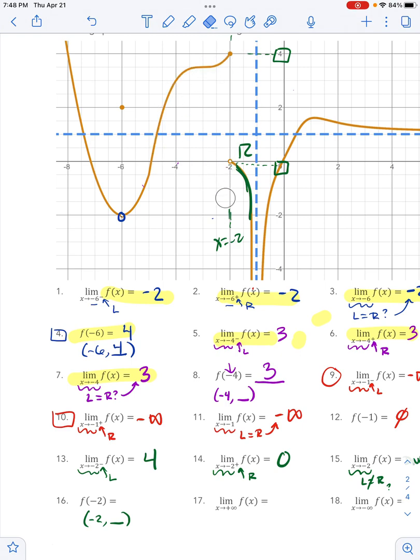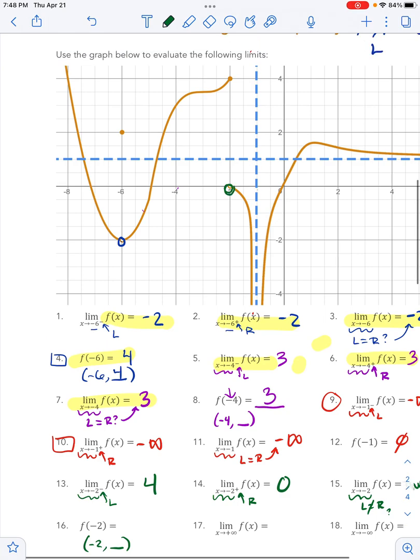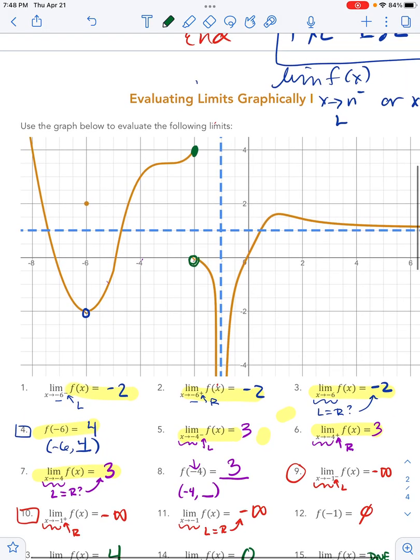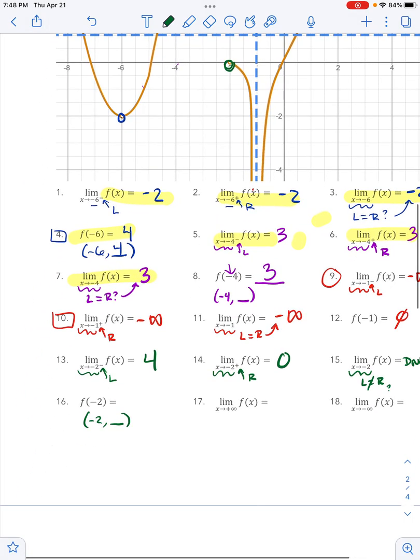Well, let's get rid of all of my markings. Okie doke. So if you're actually at -2, this is not the answer because it's an open circle. This is the value. So when x is -2, your y is actually 4. So that's what this is asking.